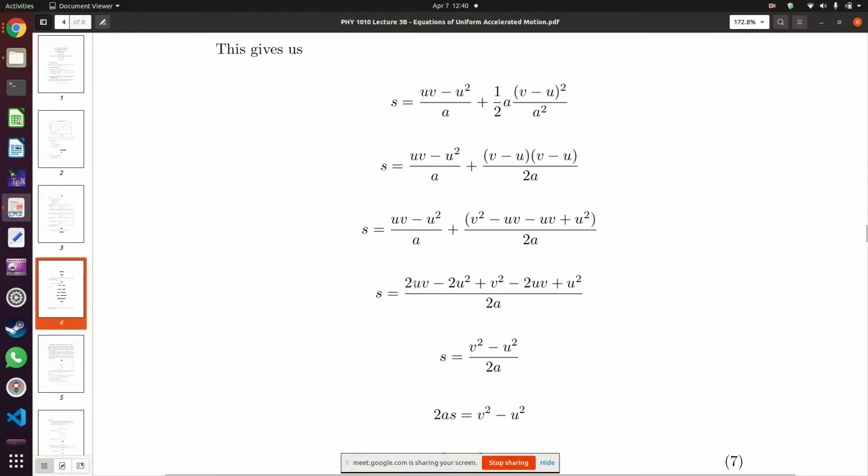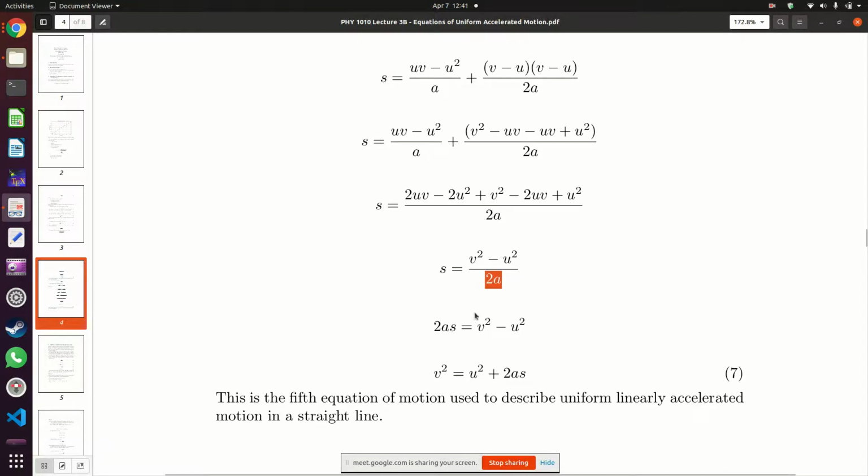This is 2uv, there is minus 2uv. So this and this bit, they cancel each other out. 2uv minus 2uv, this and this, they go. Then you've got this guy here minus 2u squared, then plus u squared. Minus 2u squared plus u squared is going to give you minus u squared. So at the end we end up having v squared, which is this one, minus u squared divided by 2a.